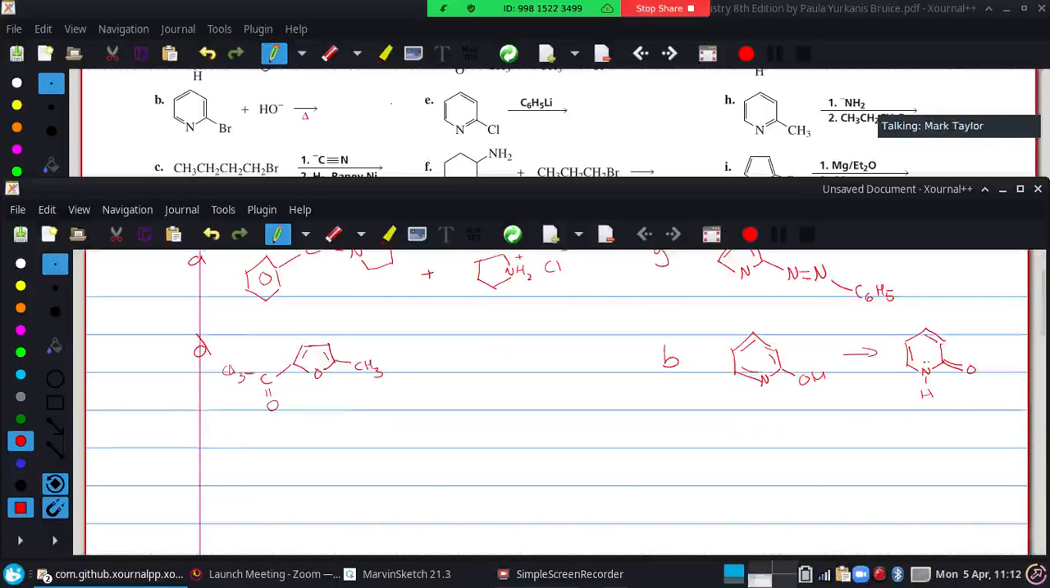Alright, E, we have a lithium and a chlorine. That's just a coupling reaction. So it's essentially going to be a second benzene ring attached right there. Alright, H. I got NH2.